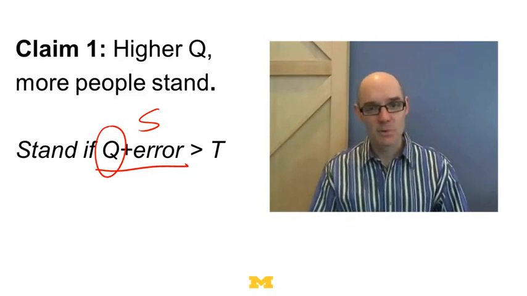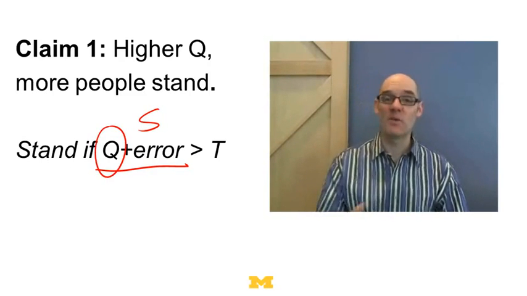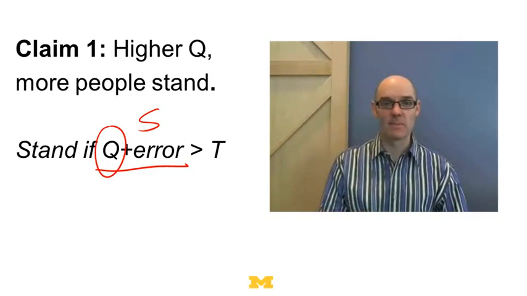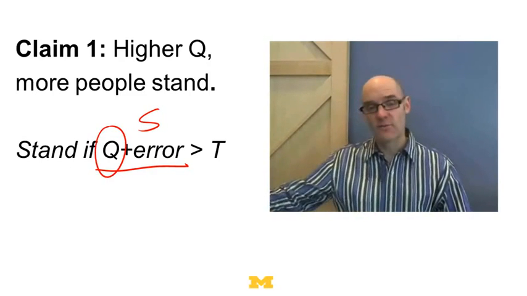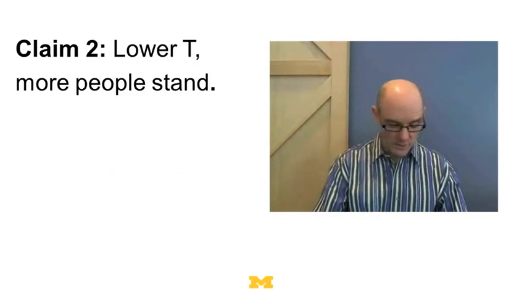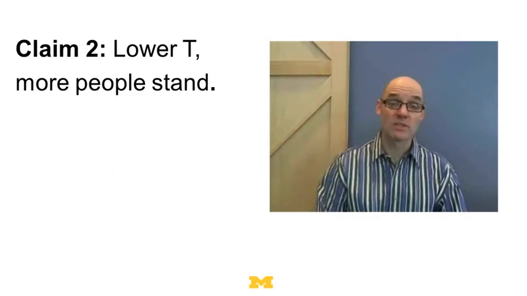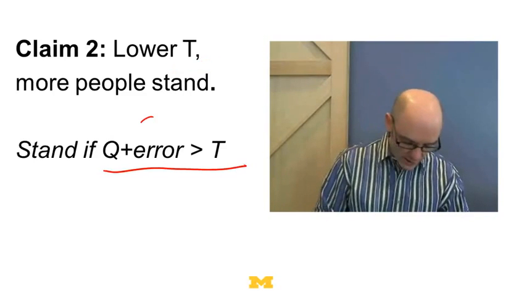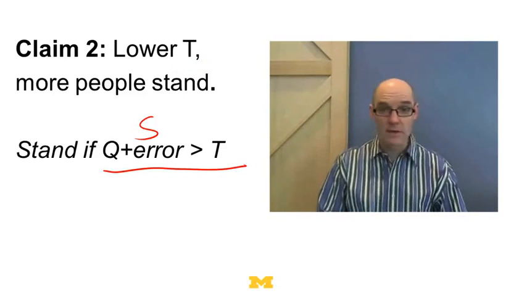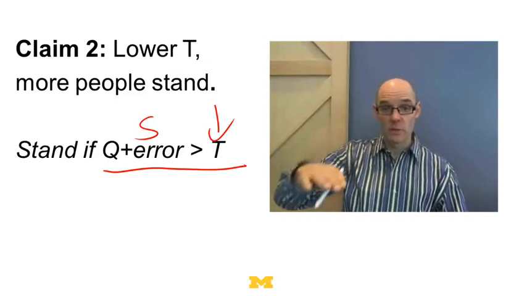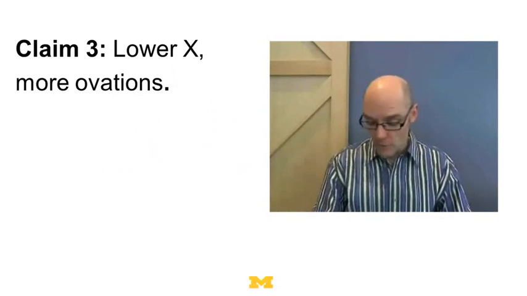Again, not surprising. One thing we want from models is results that make sense, right? Basic things that make sense. And then the other stuff may be more surprising, but we want some stuff to accord with our logic right off the bat. What's another result? Lower our threshold, make our T lower, more likely to get a standing ovation. Why is that true? Same logic. We need our signal, the quality plus the error, to be bigger than our threshold. So if my threshold falls from 70 to 50 to 30 to 20, I'm more likely to stand up.